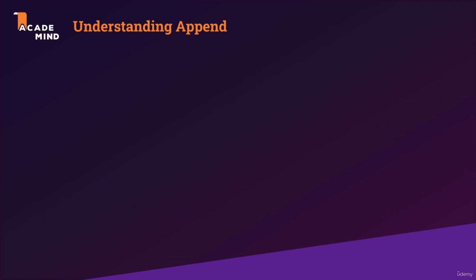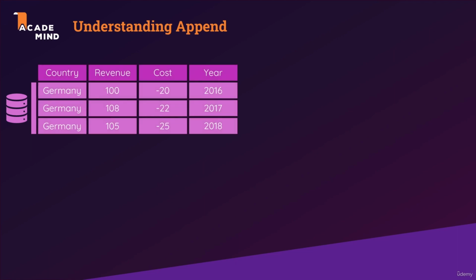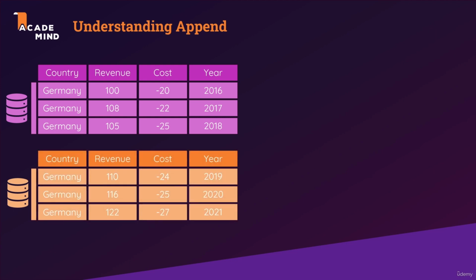Appending works as follows. We have 2 queries. The first one here, country-specific data. Here, these are revenue and cost data, so this could be some kind of financial reporting. And we have this information for the years 2016 up to 2018. And then we have a second query. Again, we have information for Germany, revenue and cost related information, but now for the years 2019 and 2021.